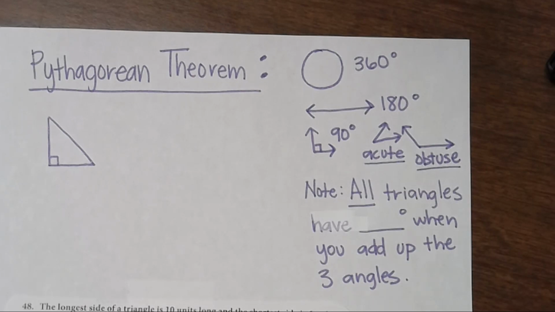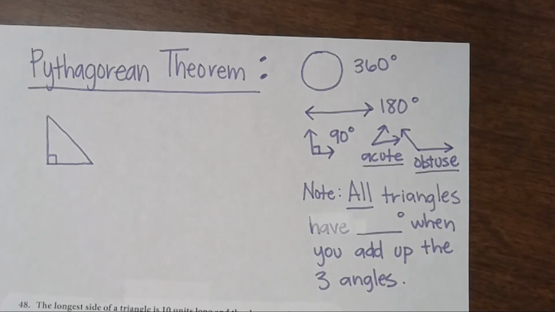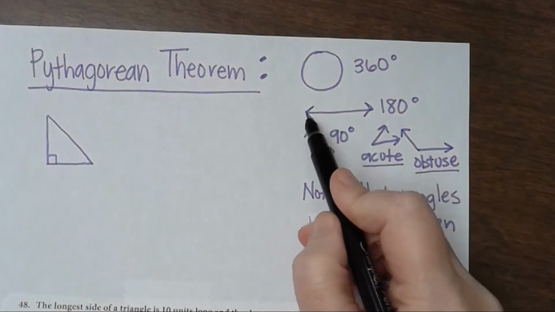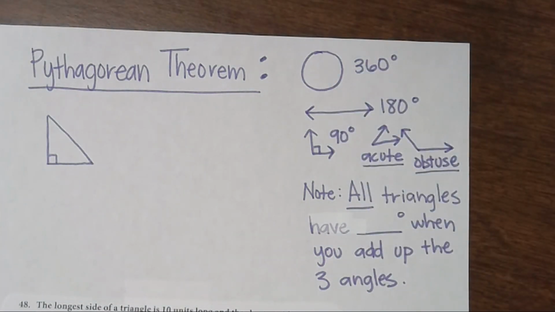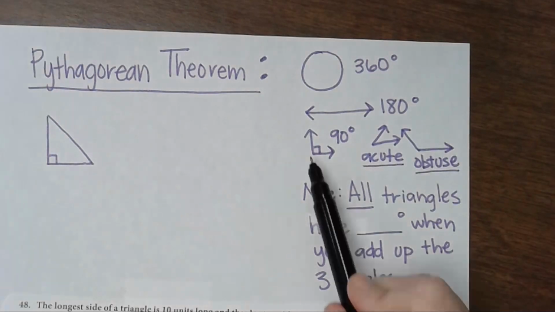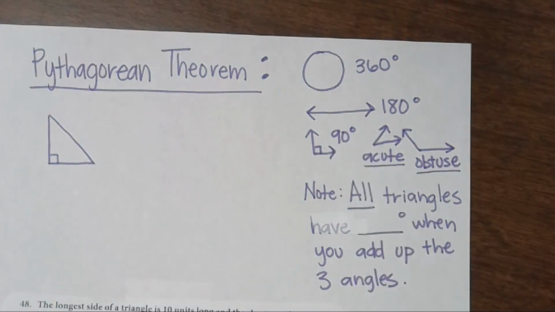Okay, the Pythagorean Theorem. All right, just a few little reminders before we start this. A circle is made up of 360 one-degree angles. A straight line, if you were to measure the angle here, is half of a circle. It's 180 degrees. This angle right here, the square indicates that it is a perfect 90-degree angle. You will not see that square in the corner unless it is a 90-degree angle.